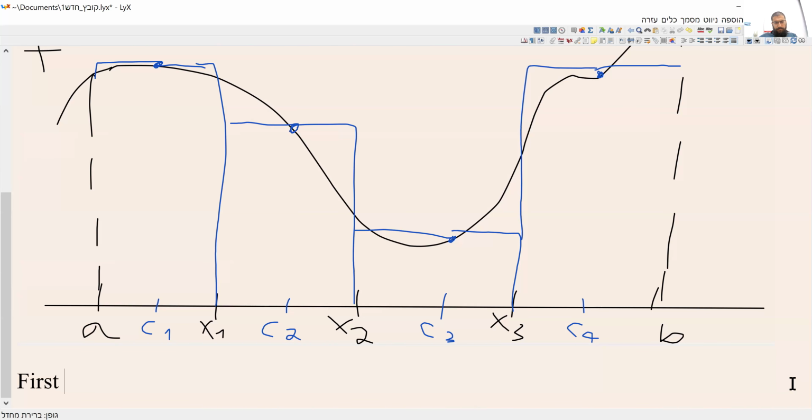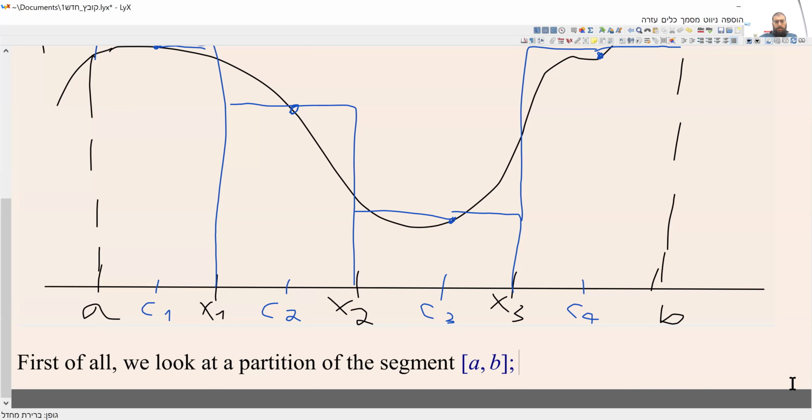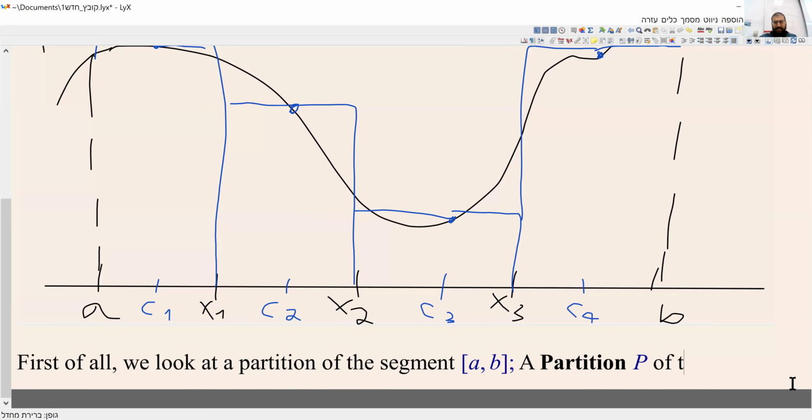So, first of all, we look at a partition of the segment AB. Let's define more formally what the partition actually is. A partition, let's use the letter P, partition of the segment AB.